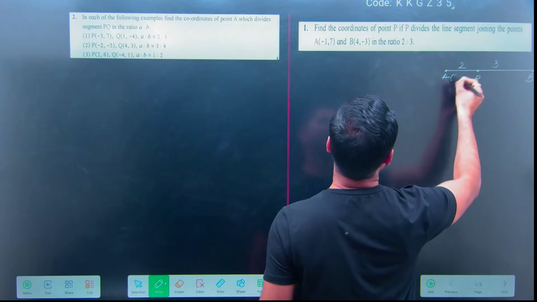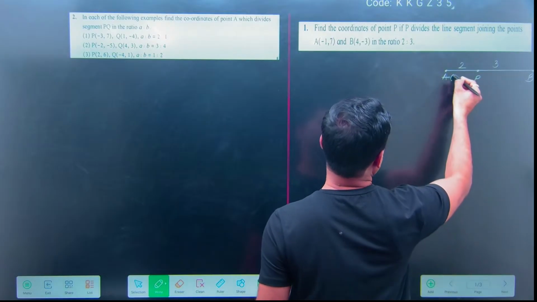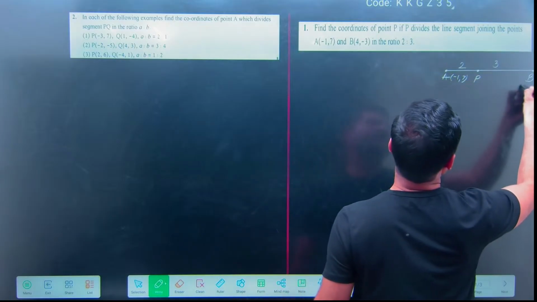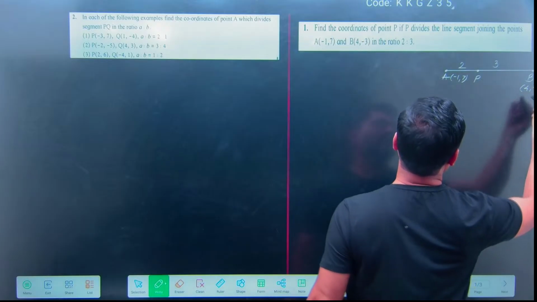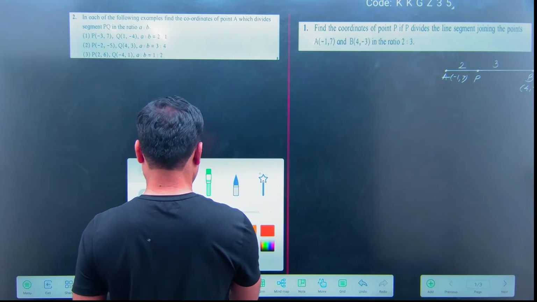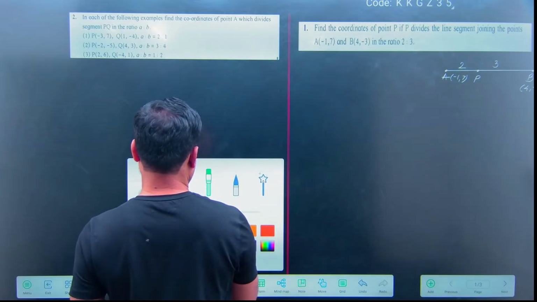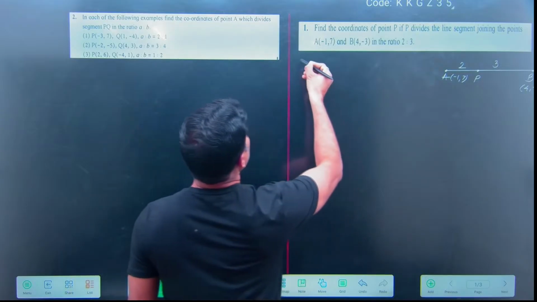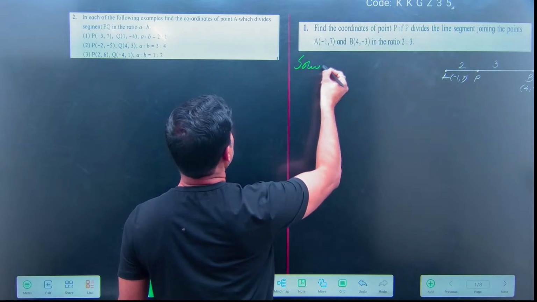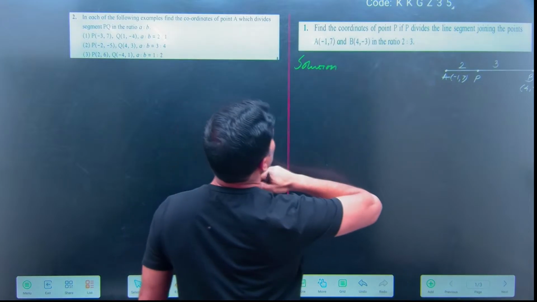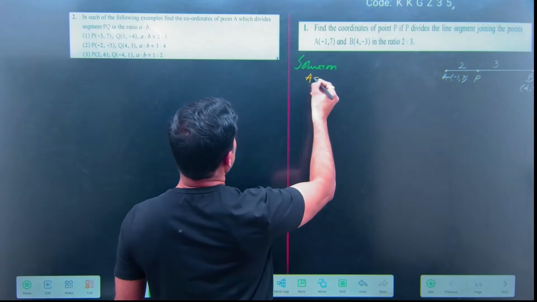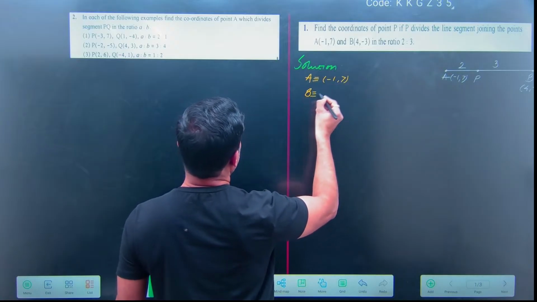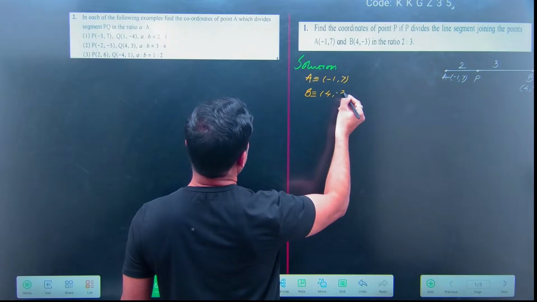So the coordinates of point A are given as -1,7 and that of B are given as 4,-3. Okay, so again as usual तुम्हाला दिलेले पॉइंट्स विथ कोऑर्डिनेट्स कॉपी करायचे. सो A is -1,7 and point B is 4,-3.